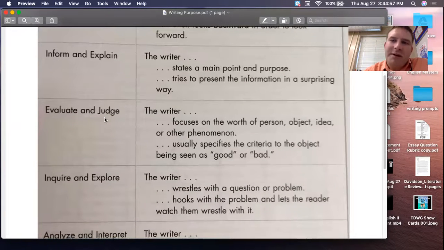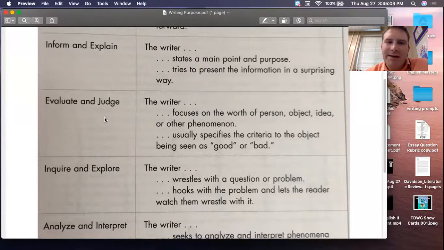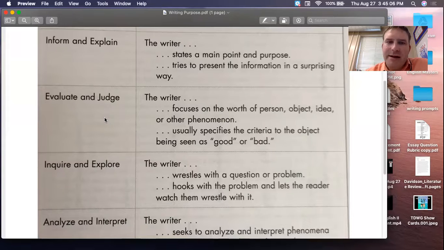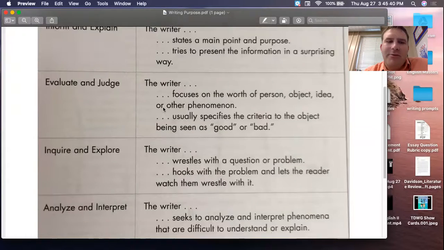Then evaluate and judge. This is probably one of the more important ones. This is one that we have probably worked the hardest on in English in years past. The writer or the author of the piece that you're reading focuses on the worth of a person, object, idea, or other phenomena. So you're saying, what is this worth? What's the value of this? Usually the writer will specify the criteria for the object being seen as good or bad. Think of this as something along the lines of a review. If you review a restaurant or a movie, you're going to say this is good, this is bad, this is high quality, this is low quality, and you're going to have reasons why you think that way.